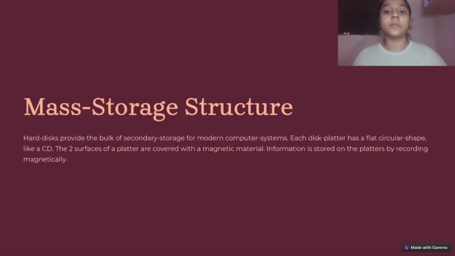Hard disks are the main form of secondary storage in modern computers, providing the bulk of storage capacity. Each disk platter has a flat, circular shape similar to CDs. The two surfaces of each platter are coated with magnetic material, and information is stored on the platters by recording magnetically. The magnetic coating allows data to be written to and read from the disk surface. Hard disks are crucial components of a computer system, enabling large amounts of secondary storage.